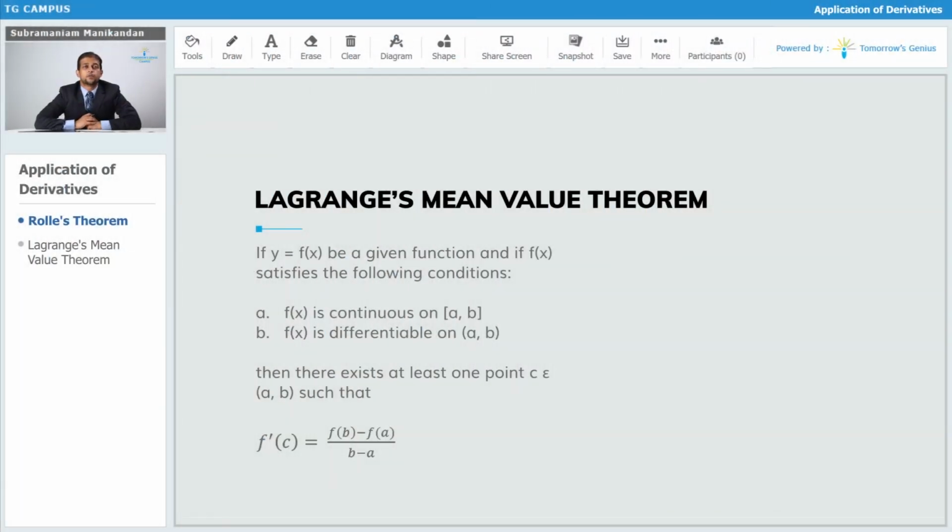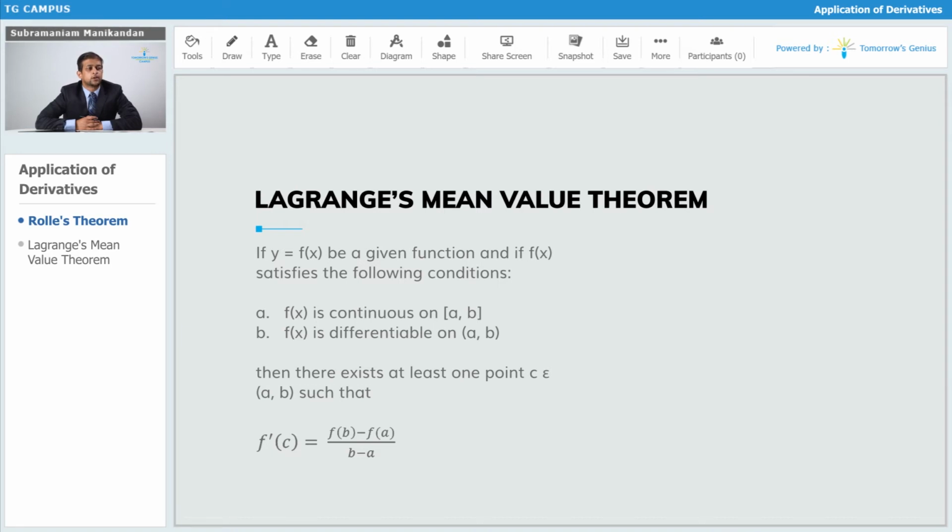The next theorem, which is a higher generalization of Rolle's theorem, is Lagrange's mean value theorem, or sometimes simply called the mean value theorem. Since Lagrange was the first person to have published this theorem, he is given credit and the theorem is named after him, and it's called Lagrange's mean value theorem.